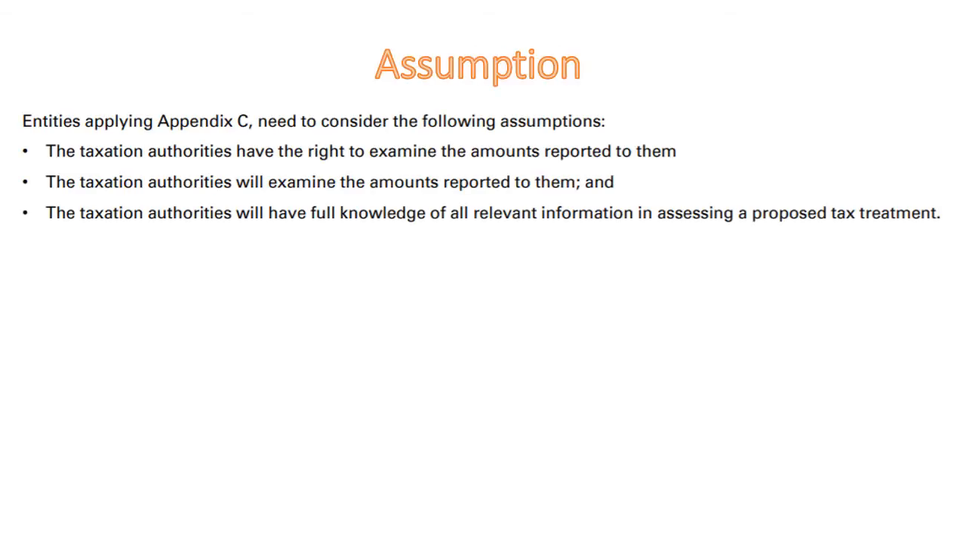Moving on to assumptions. As engraved in the standard, it is assumed that the tax authority has the right to examine books at any time, and the tax authority has full knowledge of aggressive tax planning done. This is assumed so that we have to do necessary treatment in our books as would be done by the income tax authority.